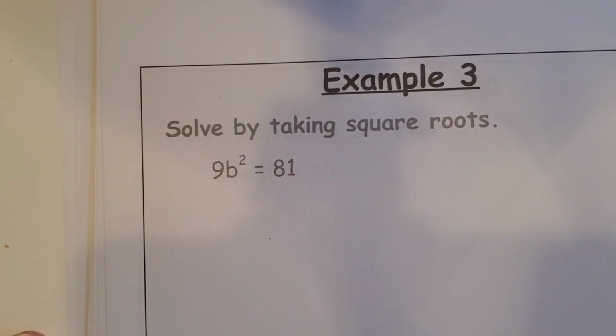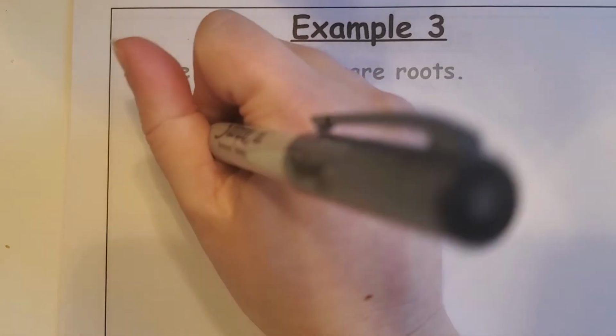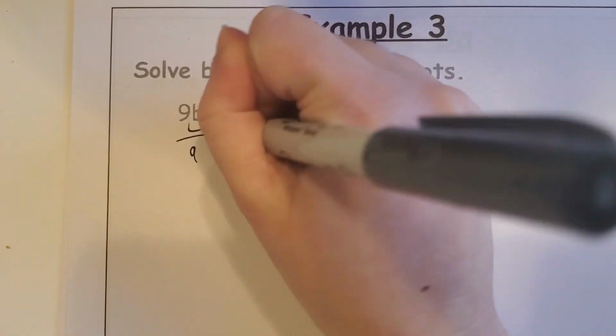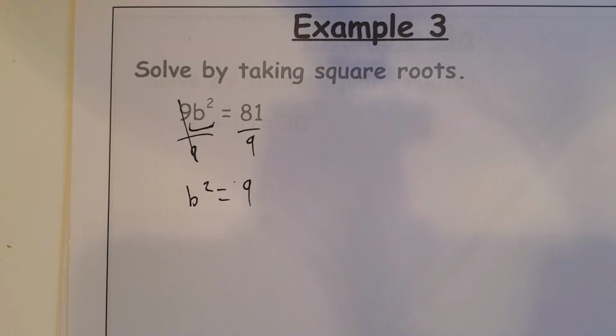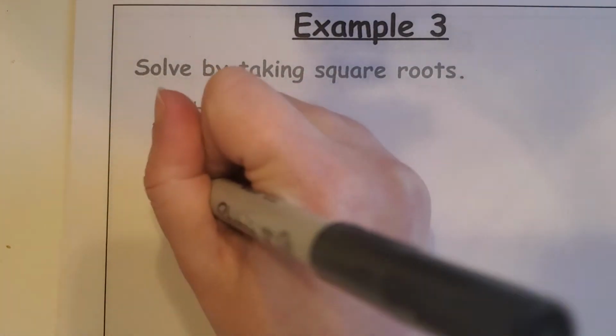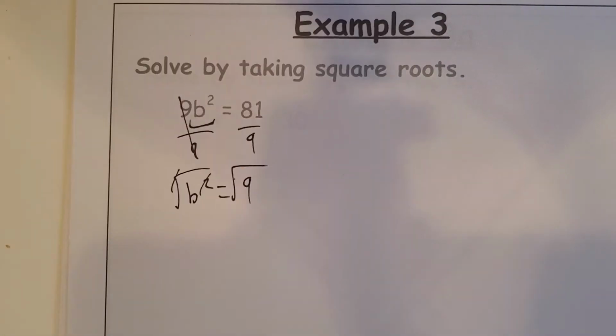All right. When you solve by taking square roots, all of these have different things that you've got to think about. We want to isolate this b squared first, so get rid of everything else around it. That means we'd have to divide both sides by 9. So b squared is 9. And now, if we're solving by taking square roots, now that the b squared is isolated, we can take the square root of both sides. So this is going to cancel out. And you can use your perfect squares reference sheet, or you can do this in your calculator to show that the square root of 9 is 3.